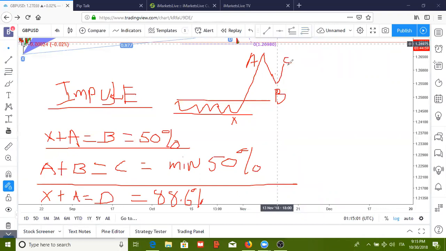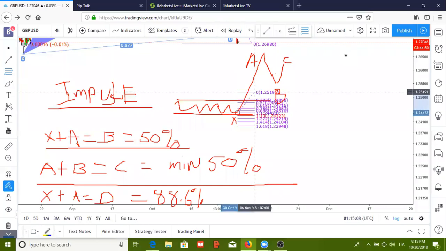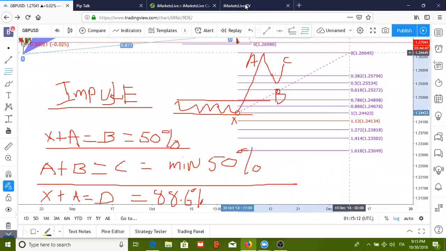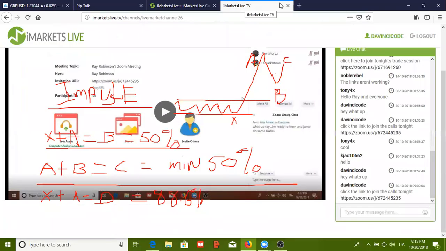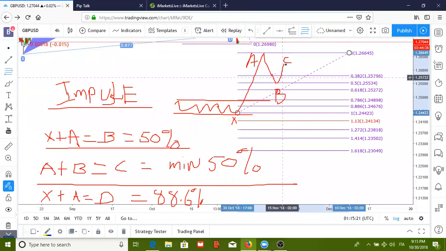So if I take my fib and take the completion of this entire move, so take it from X all the way up to A. The 88.6 is right here. So now I just wait for price to push down to the 88.6, and this is where I enter for my buying opportunity. And this is the bullish bat pattern. This is my entry point right here, the 88.6.